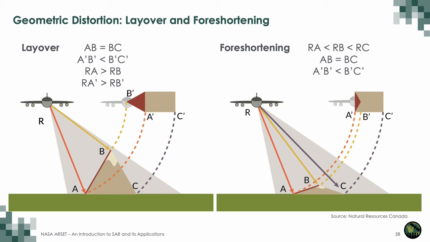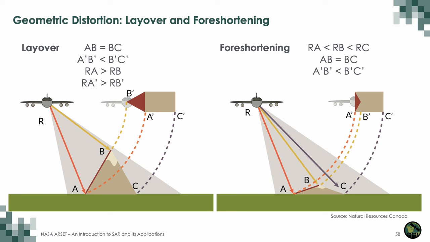The return signal from the top of the mountain will be received before the signal from the bottom, and as a result, the top of the mountain will be displaced towards the radar from its true position on the ground, and it lays over the base of the feature. So it looks like it's upside down, basically. And then you have foreshortening on the right, which occurs when the radar beam reaches the base of a tall feature that's tilted towards the radar, so a mountain, before it reaches the top.